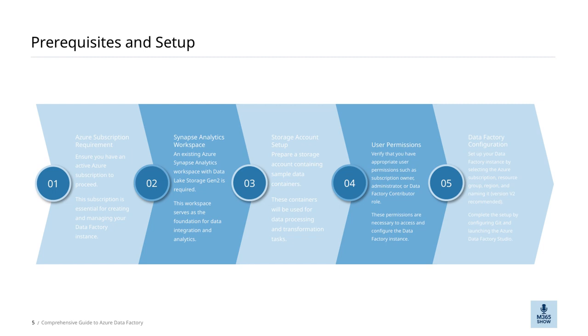You also need to prepare a storage account that contains sample data containers. These containers will serve as the data sources and destinations during your processing and transformation activities. Setting this up ahead of time helps ensure your pipelines have the right data to work with.